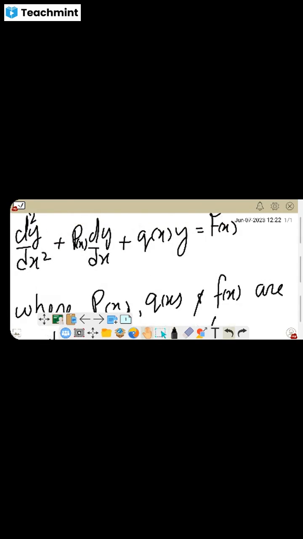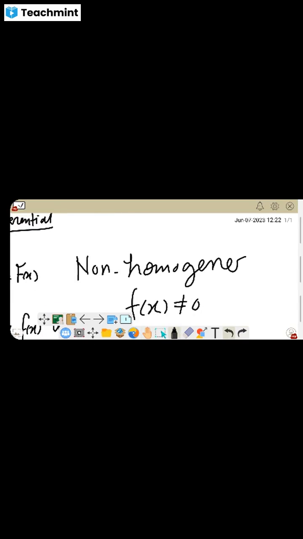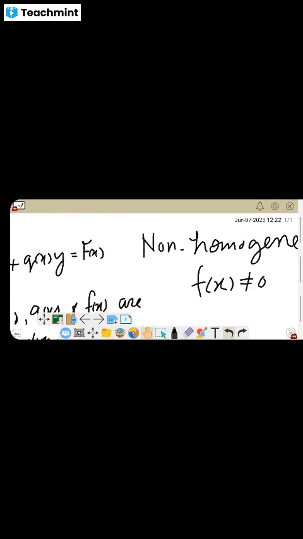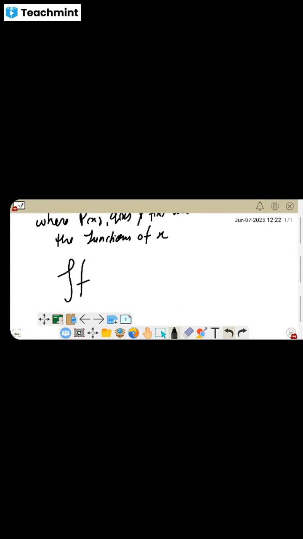I'm telling you what is the difference between homogeneous and non-homogeneous. Here, because we have f x, if f x is not equal to 0, then this is non-homogeneous. If f x is equal to 0, it means the right side is 0.